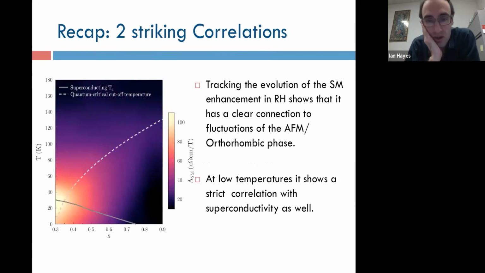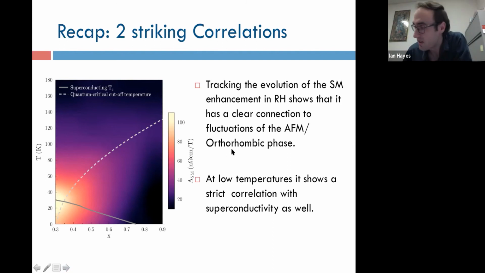So just to quickly recap those observations, by looking at the field dependence of RH, we're able to tease out a certain part of the Hall coefficient that seems to be correlated both with superconductivity and with proximity to the antiferromagnetic phase. It allows us to trace out actually a nice quantum critical fan.